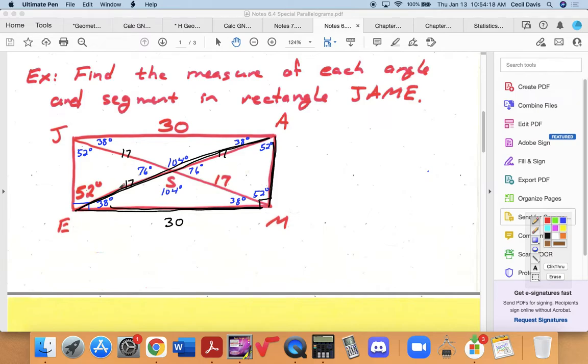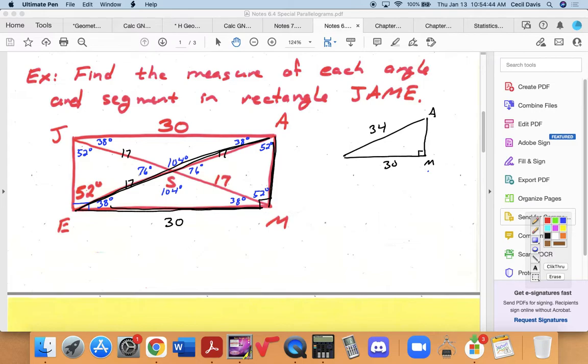And I know that this side is 34, right? Because 17 and 17 is 34, and this side is 30. I'm going to draw it over here for just a second. Do we use the square root of 3 for right triangles? No, we only use that for 30, 60, 90 triangles. And this is not a 30, 60, 90 triangle. My bad.